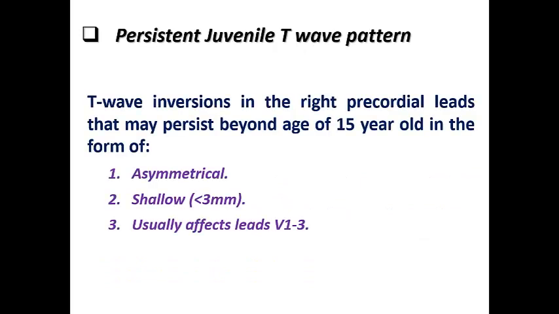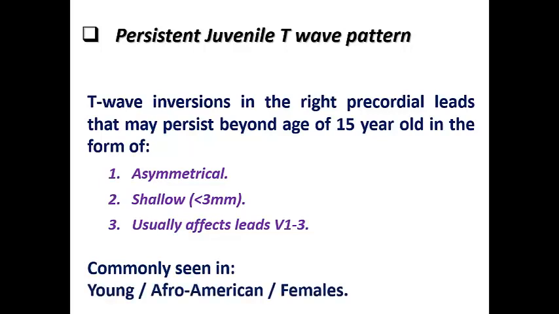Then we move to the diagnosis of exclusion, which is a persistent juvenile T wave pattern. The patient here is an adult, older than 15 years, and still has T wave inversion in the right precordial leads, but they are asymmetrical, shallow, and usually affect V1 to V3. They are commonly seen in young patients, Afro-American, and more in females than males.